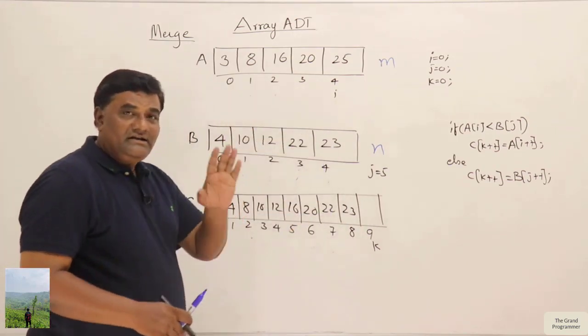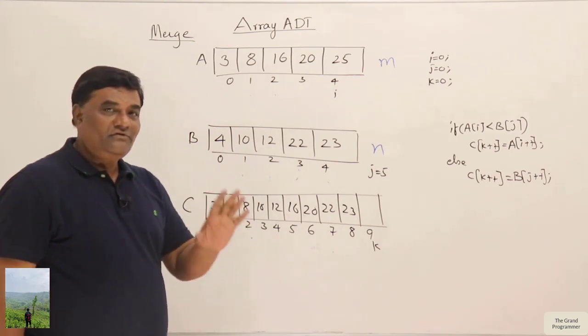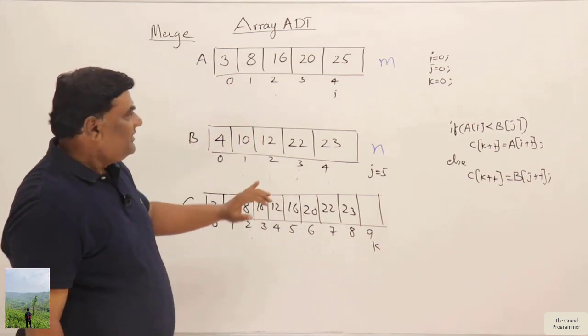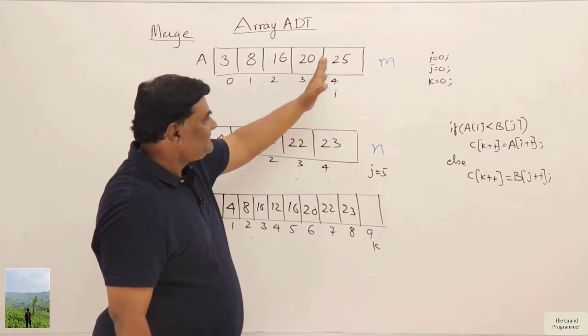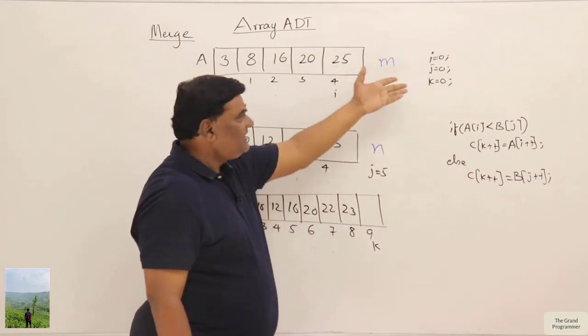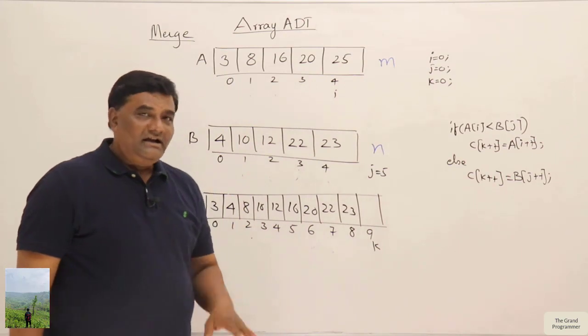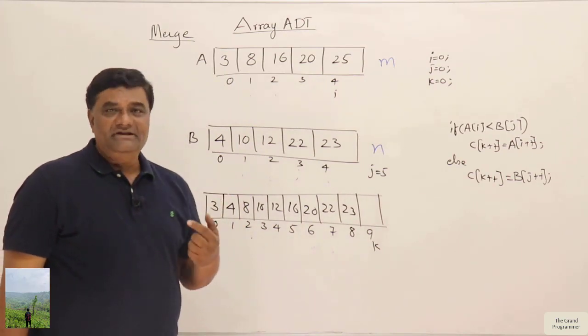Then what to do? Definitely there are some elements left over in A. Copy them. From wherever I is, from that same place, start copying the remaining elements. Suppose I have more elements, copy all of them. And definitely at least one element will be left over.